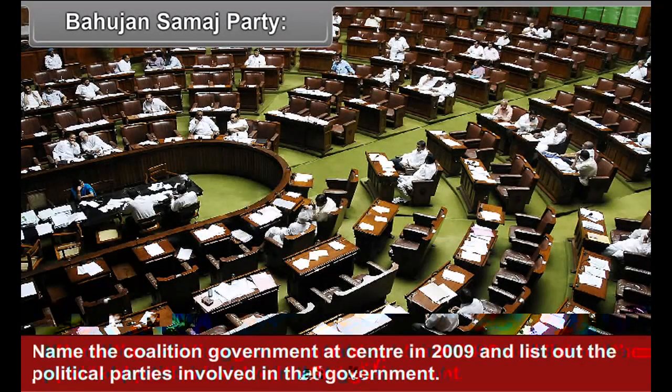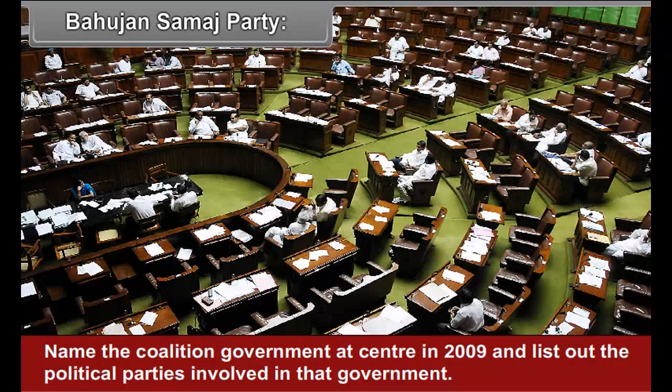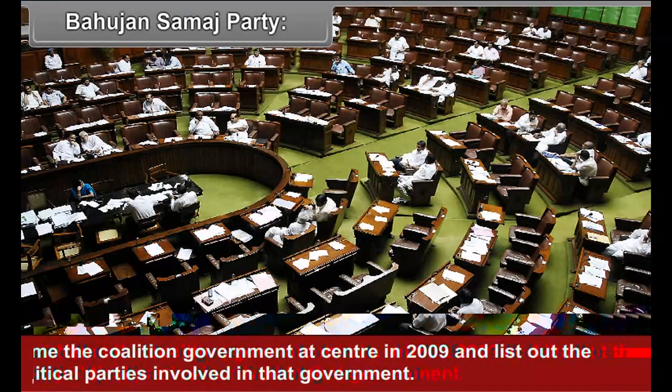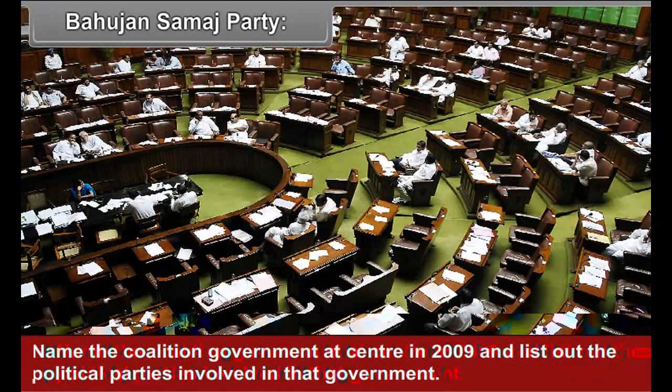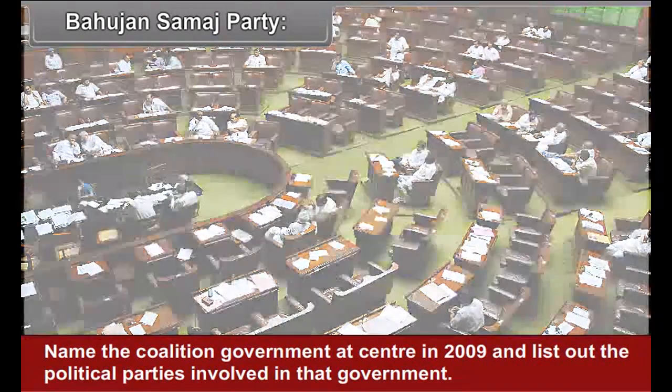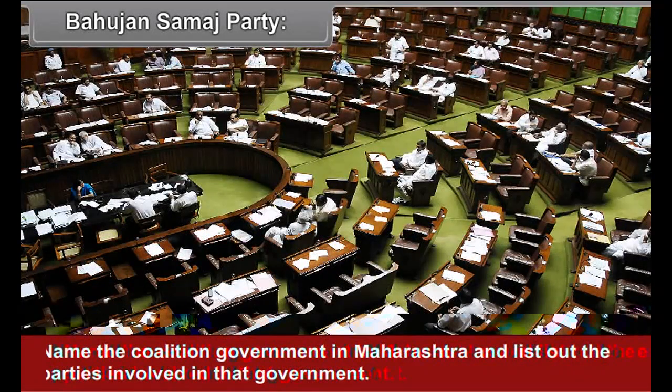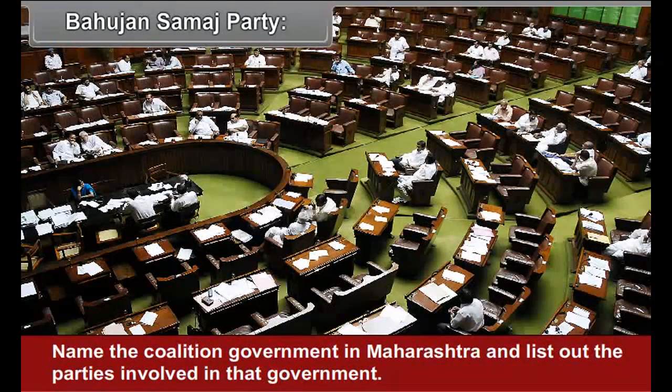Activity. Name the coalition government at the centre in 2009 and list out the political parties involved in that government. Name the coalition government in Maharashtra and list out the parties involved in that government.